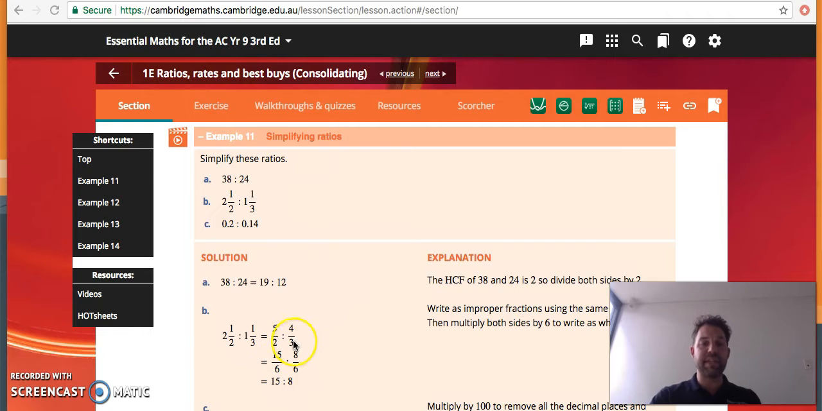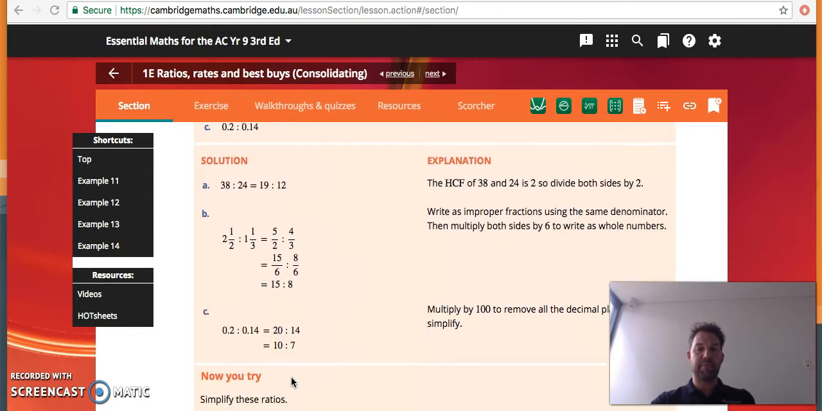Again, for this one, we need to get that to 6. 3 times 2 is 6. So 4 times 2 is 8. Now that they're both over the same denominator, we can then just take the top numbers, the numerators, and that is our ratio, 15 to 8. 15 to 8 is the answer.